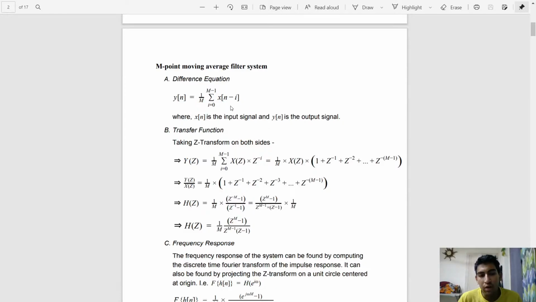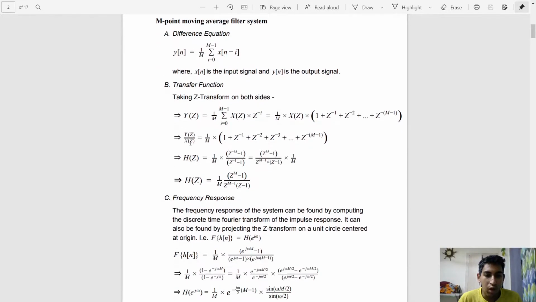This difference equation is nothing but an average of the last m values, where m is the filter parameter, x of n is the input signal and y of n is the output signal. To find the transfer function of this system, we take the z transform on both sides, and on the left hand side we get Y of z, and on the right hand side we get this by applying the time shifting property of the z transform. We can expand this summation as follows, and we can apply the summation of a GP formula, and we get this.